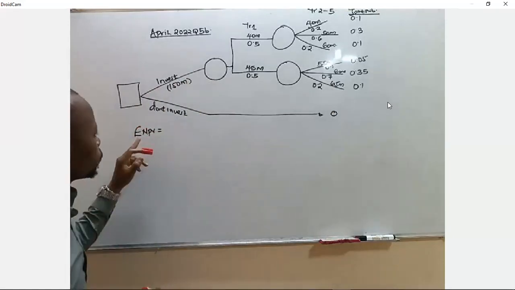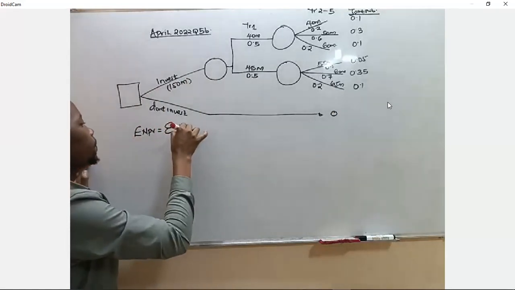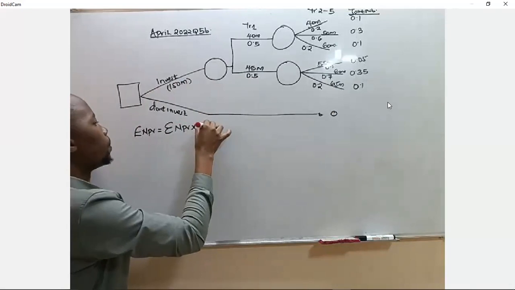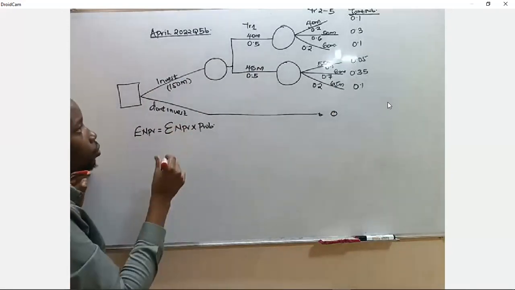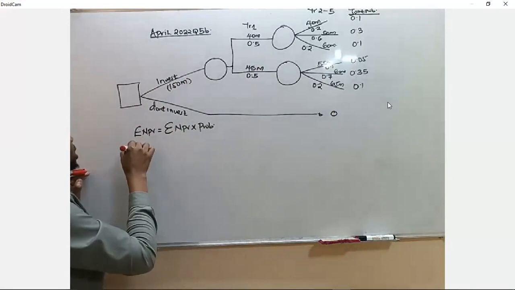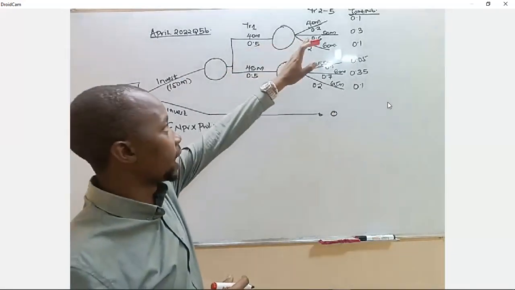We say to get the expected net present value, just take the summation of NPV multiplied by probabilities. Already we have our probabilities there, right? So what is the summation of the NPVs? So let us look at how we can calculate the NPV. In this case, to calculate our NPV, I'm going to be considering the cash flows which are existing here.